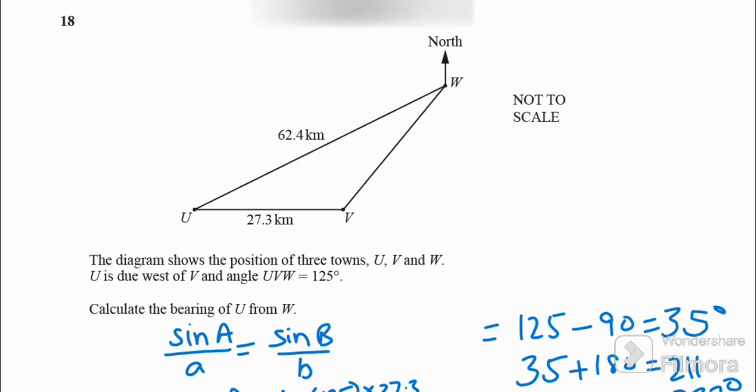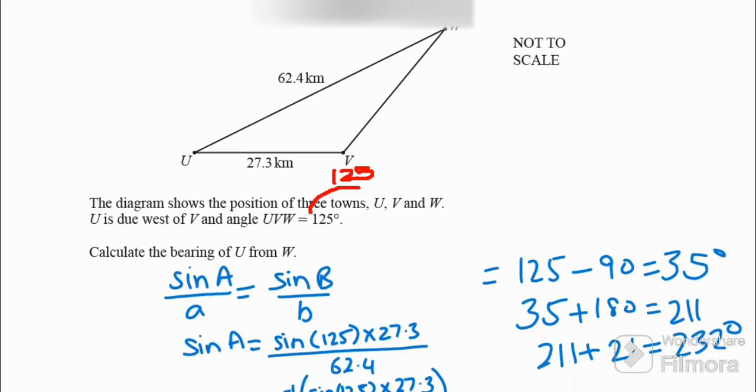as 125. I will mark it over here. We will use the sine rule, which is sine A divided by a is equal to sine B divided by b. So first, sine 125 divided by 62.4 is equal to sine A divided by 27.3.